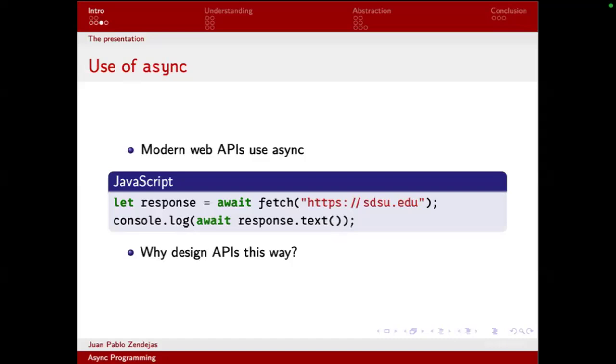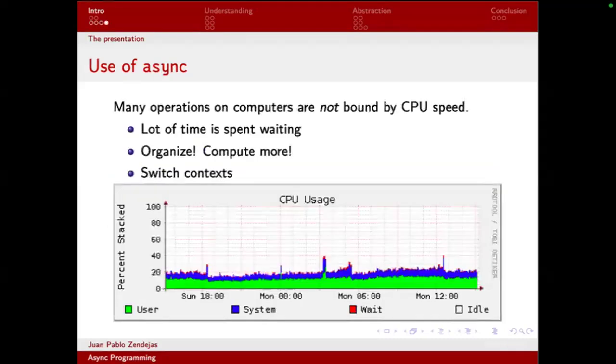The question is, of course, why would we design APIs around this kind of asynchronous thing? And why do we need to have this keyword that just makes things more complicated? For people who are new to asynchronous programming, it can almost seem like more overhead. But the fact is that a lot of operations on computers are not actually bound by CPU speed. In earlier computers, a lot of time is spent waiting on other devices, on input, output, on files being read on hard disks, trying to wait for those operations to complete. So the idea with asynchronous programming is to abstract this waiting away so that we can organize our computation and actually spend more time computing.